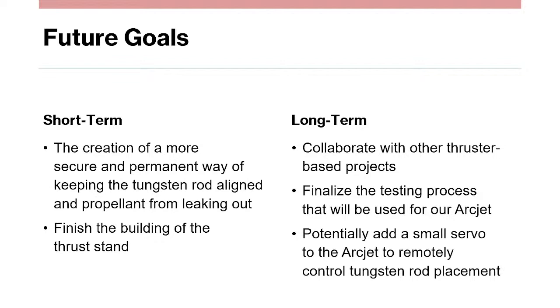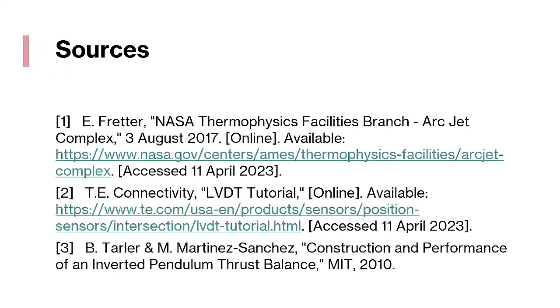We also, for the long term, would like to collaborate with other teams, and we want to finalize the testing process that will be used for our own Arcjet so we can maximize the amount of results we're getting. And we would potentially like to add a small servo to our Arcjet, as this would increase our efficiency greatly, because we can then remotely control the placement of the tungsten rod rather than doing it manually in the vacuum chamber. These are my wonderful sources.